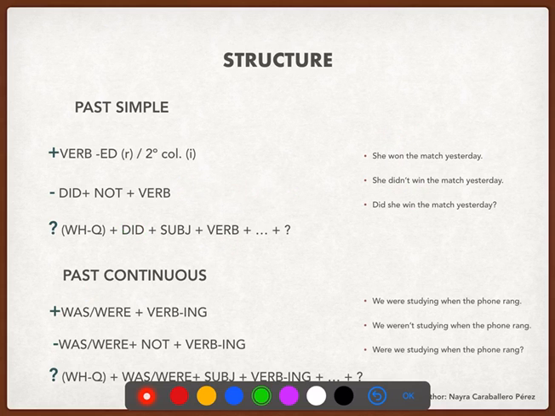We were studying when the phone rang. We weren't studying when the phone rang. Were we studying when the phone rang? Okay, it is very important, because pay attention to this. We were studying, it means we were doing an action when another action interrupted our action. It means we were studying. Imagine, you were studying the English exam, and suddenly your mobile phone starts ringing. So you have to stop studying and answer your phone, okay?